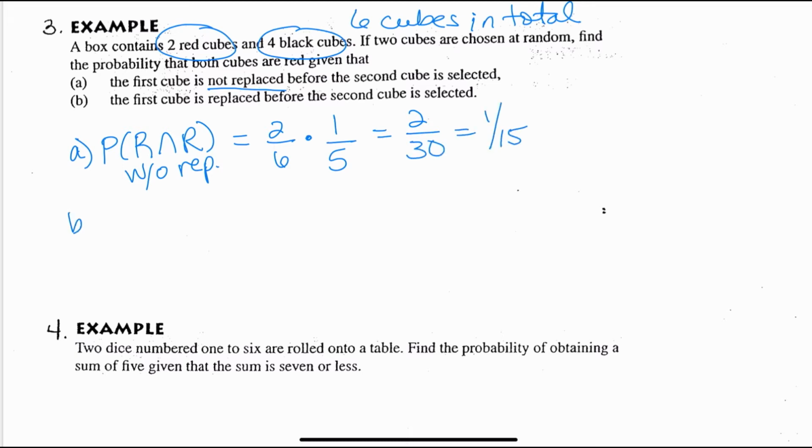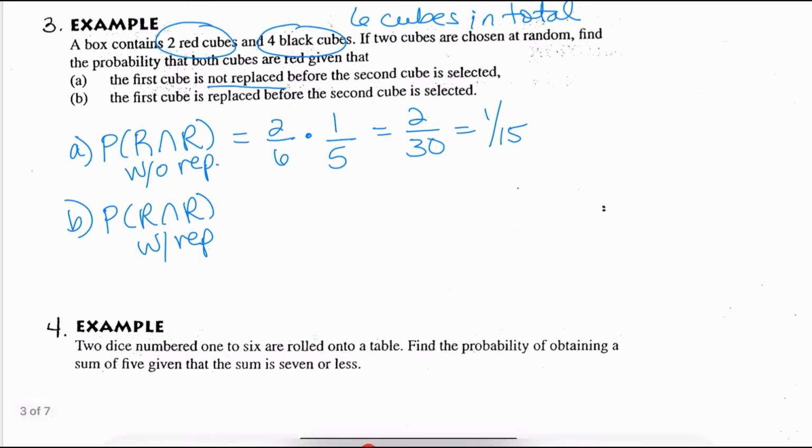In part B, it's also the probability of picking 2 red cubes, but this time it is with replacement. So when you take out the first cube, you're actually going to just put it right back. So the probability the first time you go into the box, you pick red, is 2 out of 6. But remember, you're going to look at it and you're like, oh, it's red. You're going to put it right back inside the box. So the second time you go into the box, the probability you pick red again is the same, 2 out of 6. So the answer is 4 out of 36, which is 1/9.